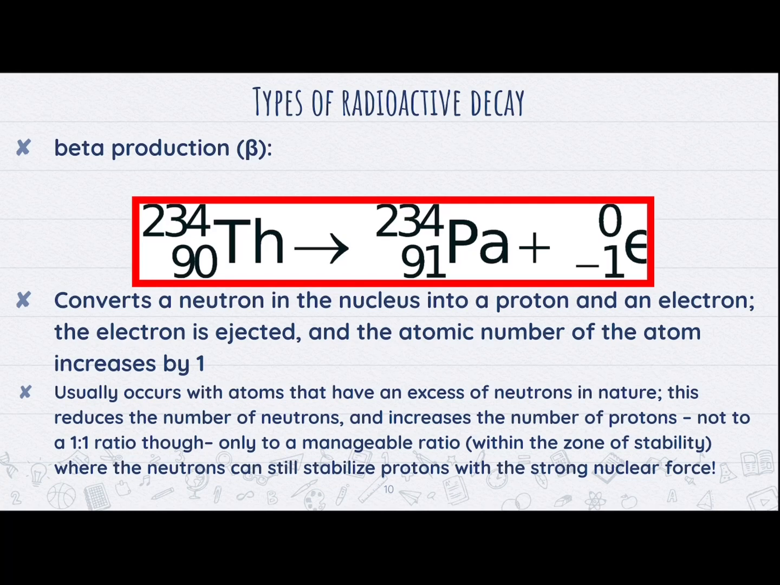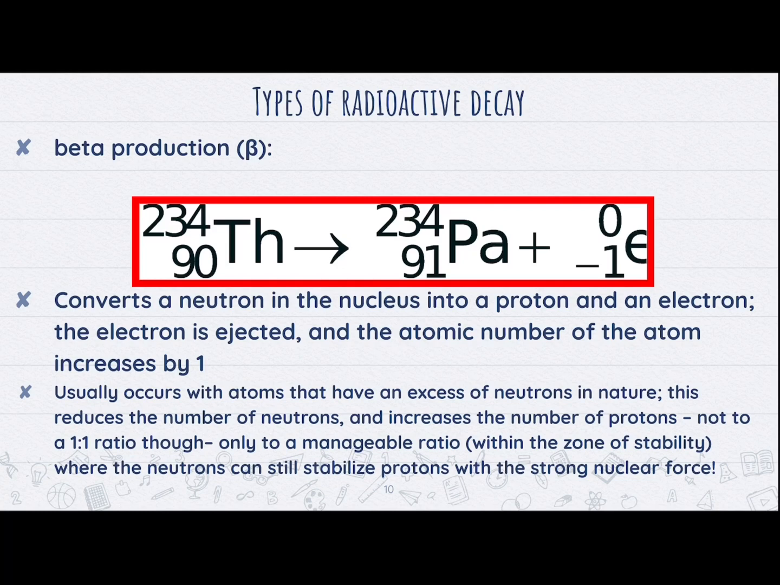It converts a neutron in the nucleus into a proton and an electron. The electron is ejected. The atomic number of the atom increases by 1. So that's what happens here. My atomic number is the bottom number. On the left, it's 90. On the right, where it says Pa, that's 91. So it increased by 1.